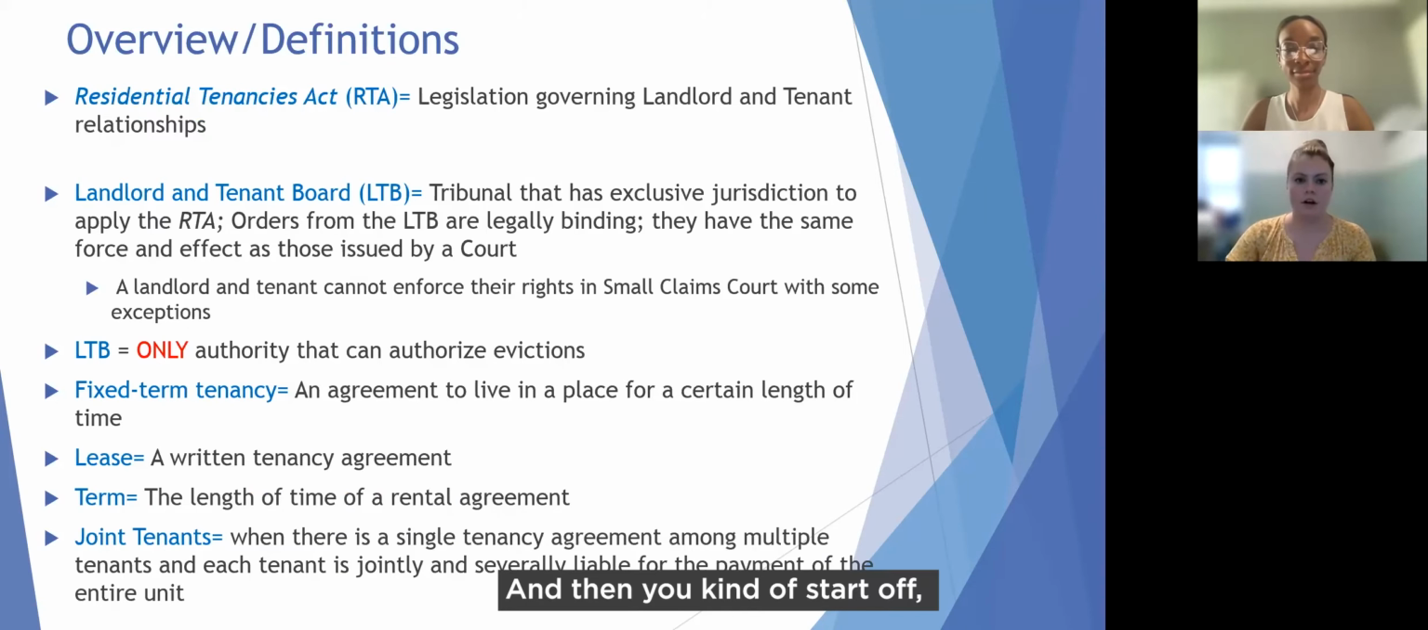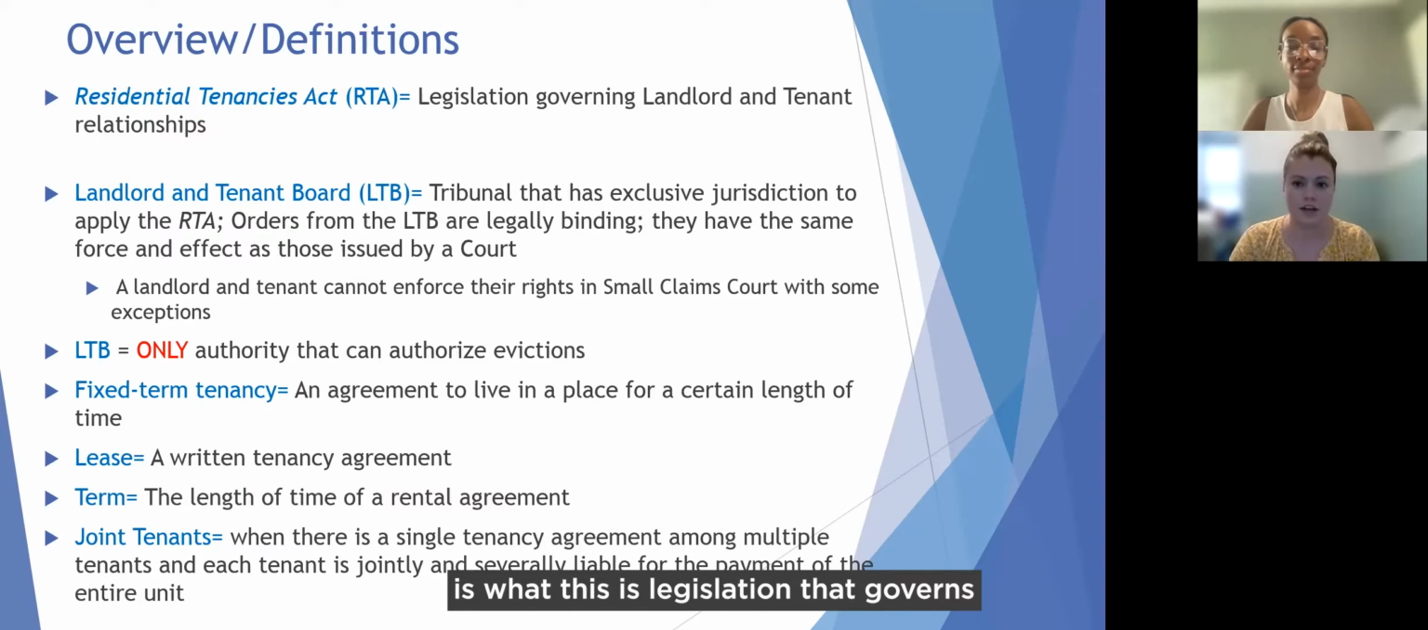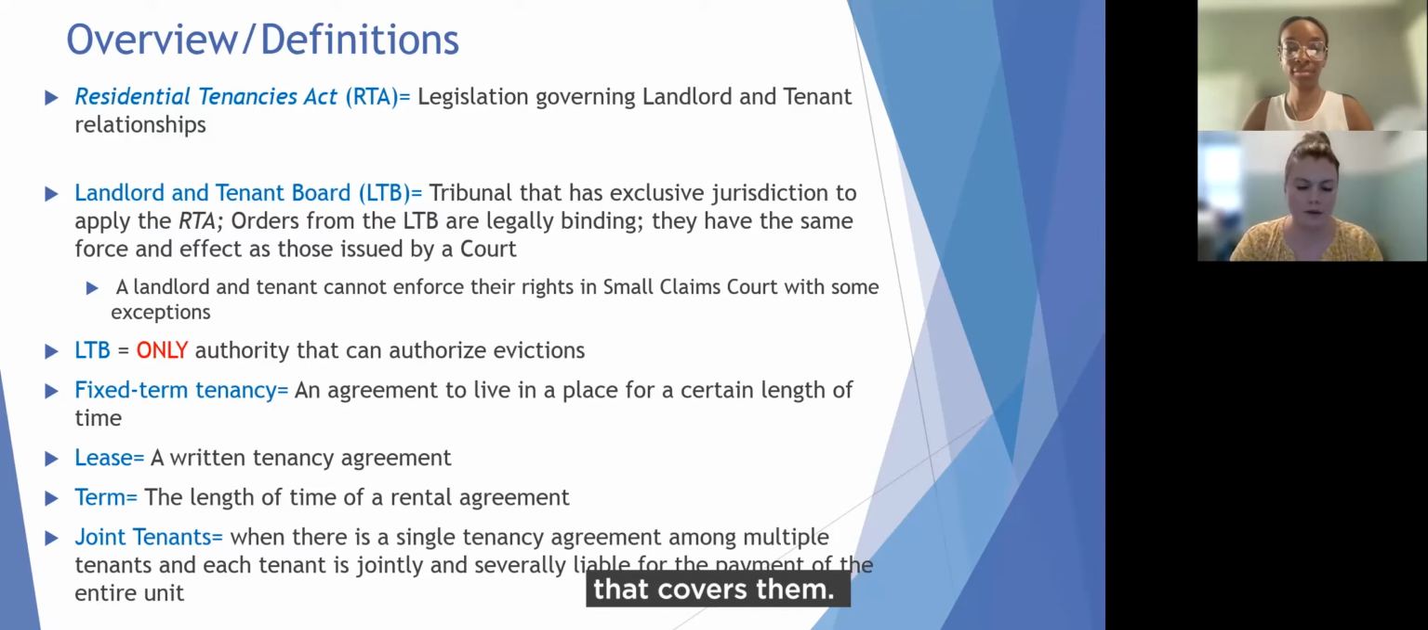To start off, I wanted to ground the presentation in the law that governs housing in Ontario. The first thing is that the Residential Tenancies Act, the RTA, is the legislation that governs landlord and tenant relationships in Ontario. So if you are a tenant or a landlord in a landlord and tenant relationship, you are likely covered by this act. You're not always covered by this act, and we can talk about some of those exceptions, but generally that's the law that covers them.